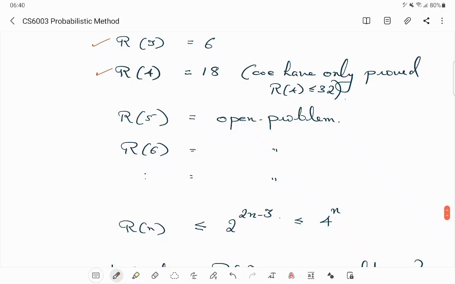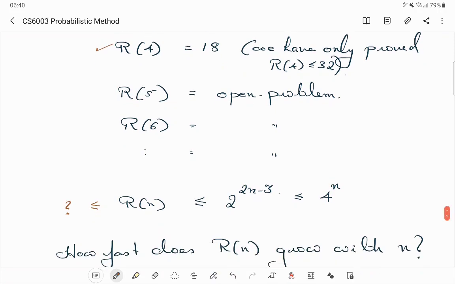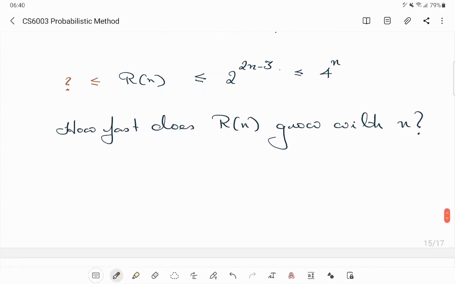Okay, so the proof that was left as an exercise, that generalization essentially tells you that this Ramsey numbers grow at most like 4 to the power n. Okay, this 2 to the power 2n minus 3 is upper bounded by 4 to the power n. So it is exponential with the base of the exponent being 4 at most. Okay, we are not saying it will grow like this, and the main question for us is to give a lower bound here. Okay, can we have something which is matching with this upper bound? How fast does Rn grow with n?